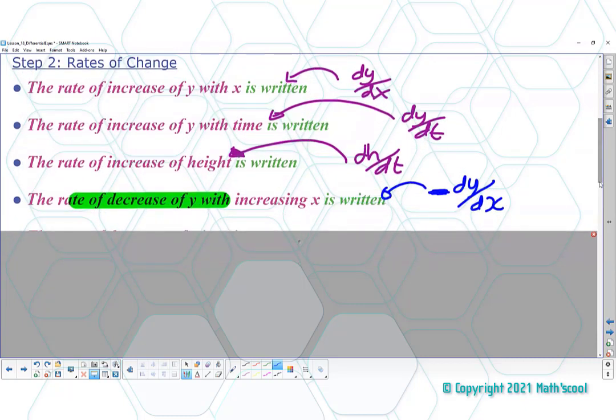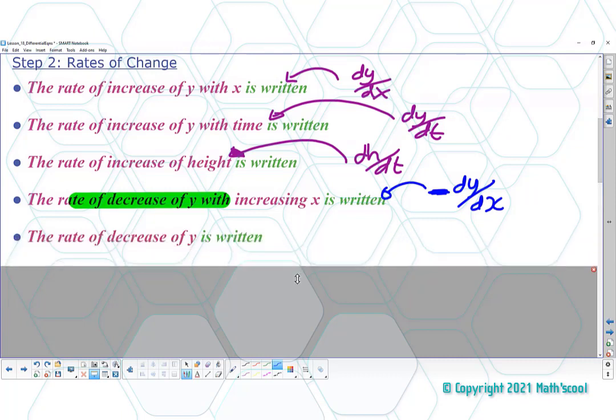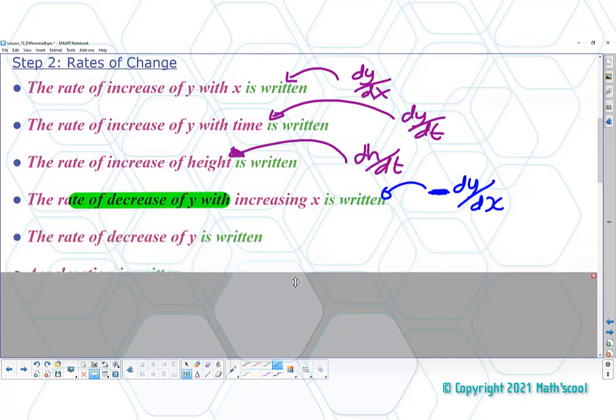We're also going to get a constant, and we want that constant to be positive. So by putting in the minus in there, we can make sure that constant will be positive. But we'll learn about it a little bit later on. How would you write the rate of decrease of y with time? Minus dy by dt. Yeah, perfect.